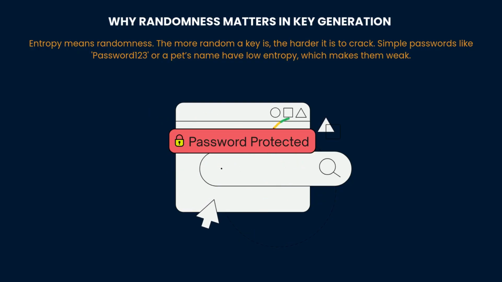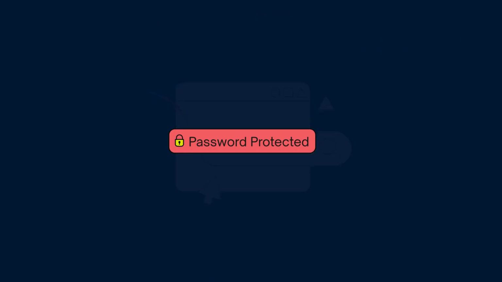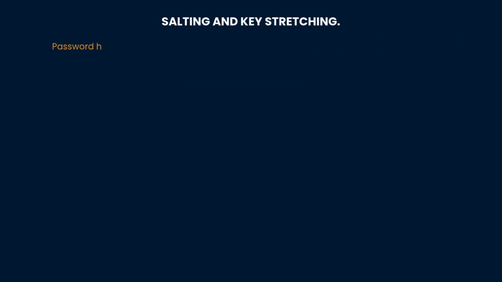But when users create passwords, they tend to go with things like password 123 or their dog's name. That's low entropy, and it's a problem. So how do we strengthen those weak human-generated inputs? We use salting and key stretching.